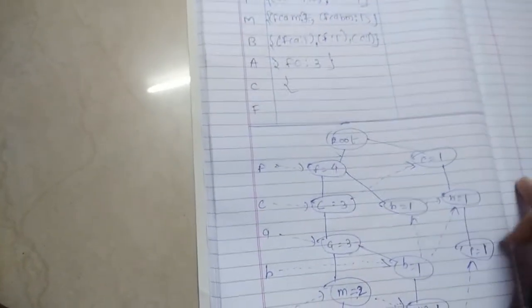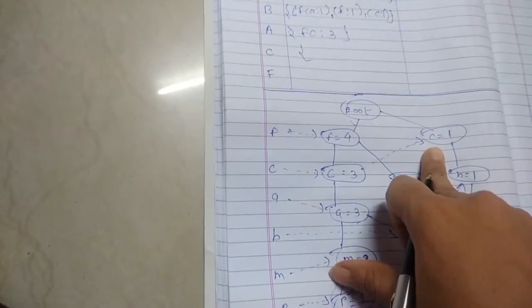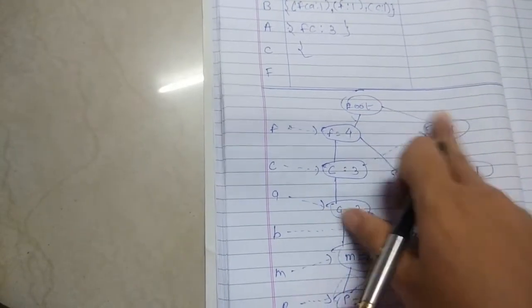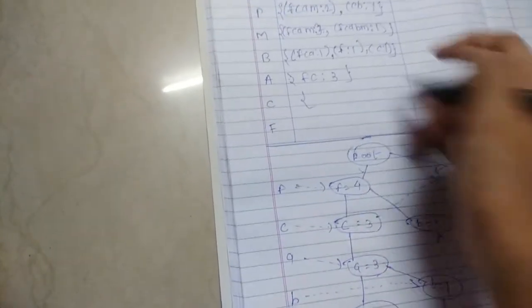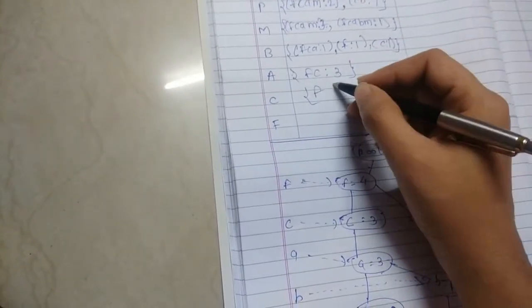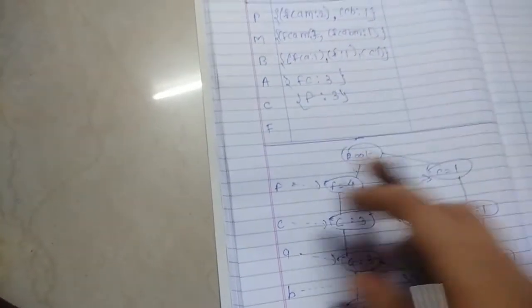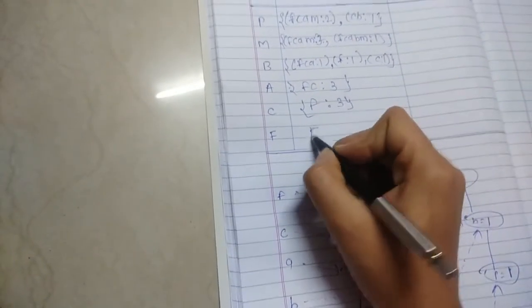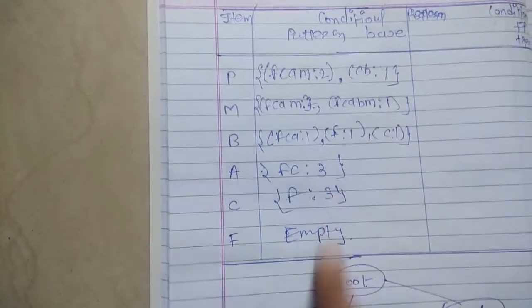For C, there is only one root, directly F and C. Here we are writing this path F, and the support is 3. And for F, there is no path because it is directly connected with the root, so we write empty. Now this is the conditional pattern base.